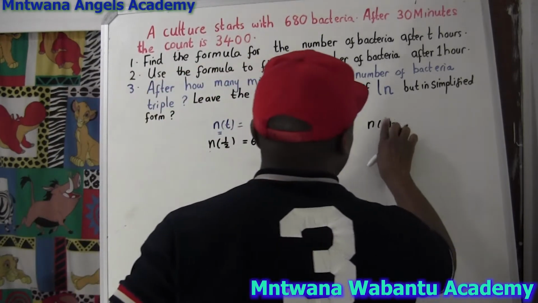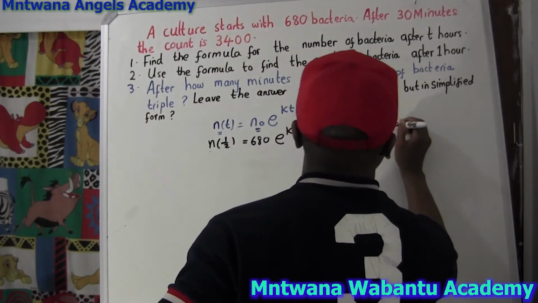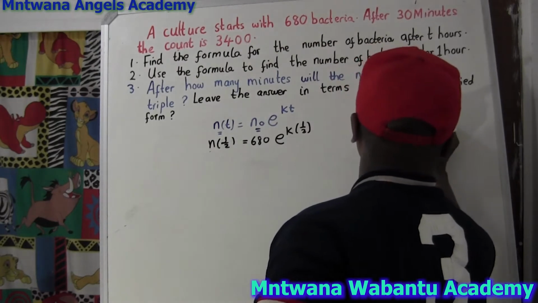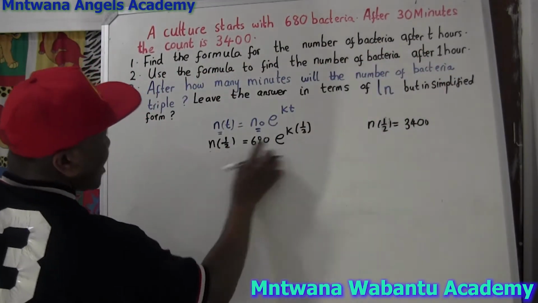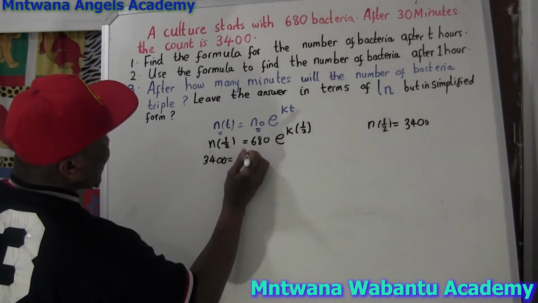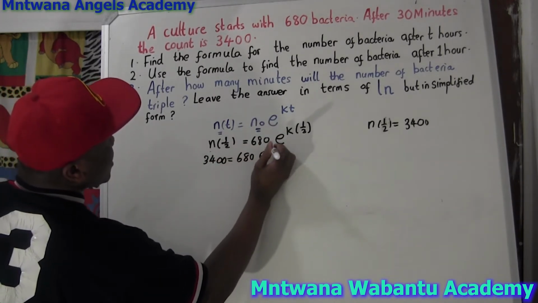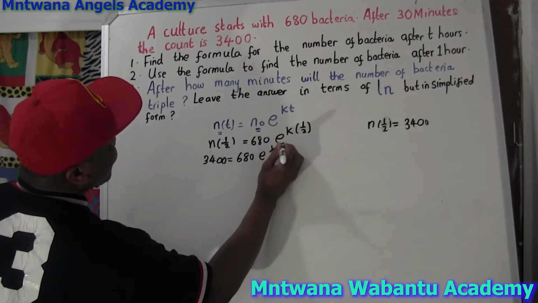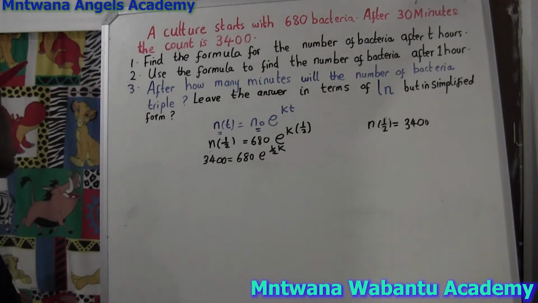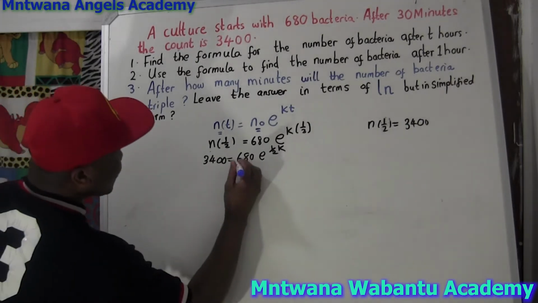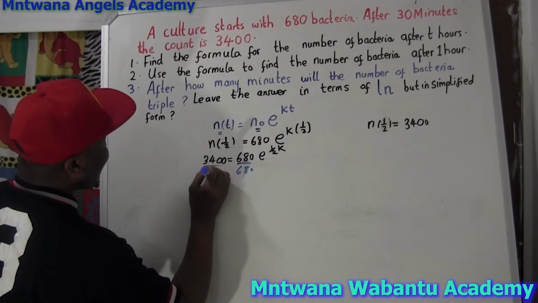So our n of half an hour equals, after 30 minutes, it became 3/4. So this is going to be placed here with that 3/4. And this is going to be 680 e^(half k), or you can say e^(k/2). Okay, cool. So now what I'm going to do is divide by 680 throughout. Divide this by 680 and divide that by 680.